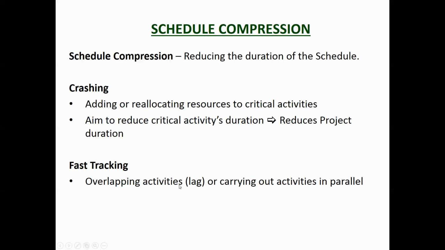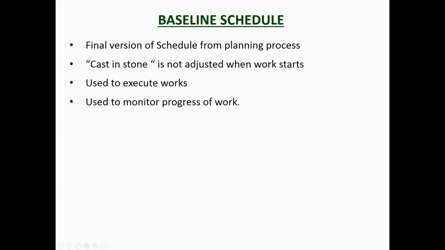And fast tracking is overlapping activities. So sorry, that should be lead. So lead, carrying out activities in parallel. So applying lead to work packages so that you're reducing the time that each takes. Now once you have done all of that work, you will end up with a schedule that has all the resources being efficiently used. It's being done within the time that's required. There aren't any resource over-allocations, and so you're happy with that schedule and you're ready to finalize it.